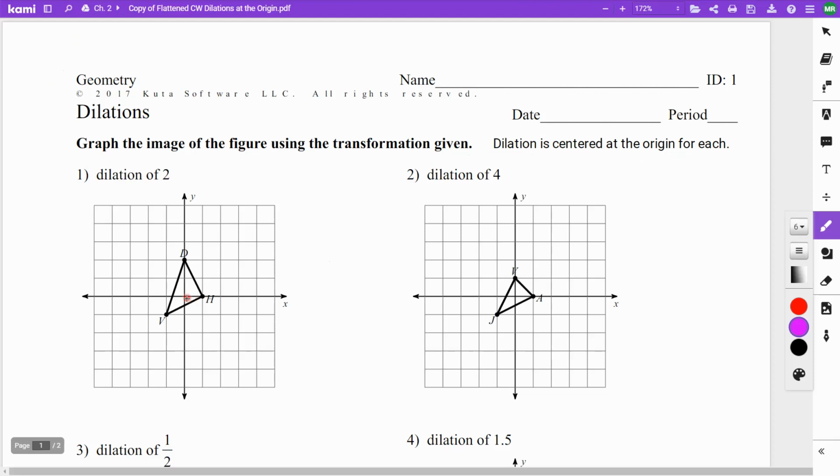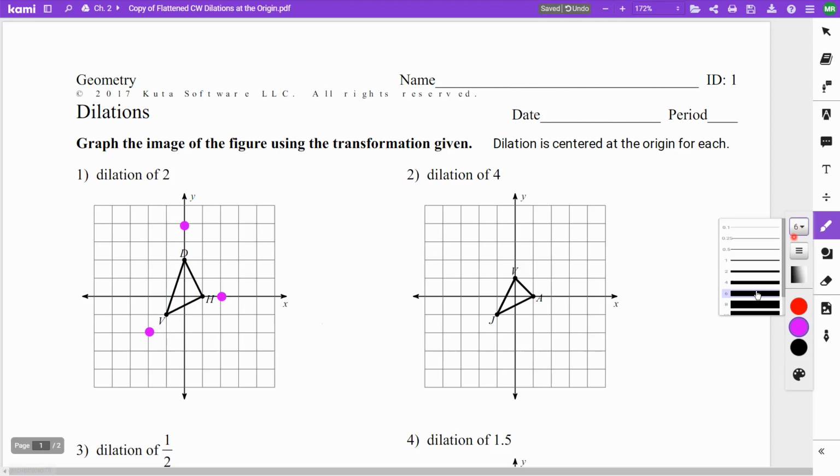One way is to count from the origin how you're moving to each point and then times that by the dilation. So for D, I'm going up 2. Now I'm going to double that, so I'm going to go up 4. To H, I went to the right 1, so I'm going to double that and go to the right 2. Now this one here, I'm going down 1, left 1, so I'm going to double that distance. I'm going to go down 2, left 2, and I'm going to put a point there.